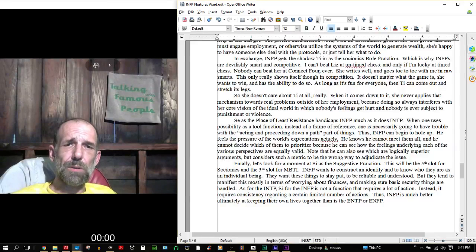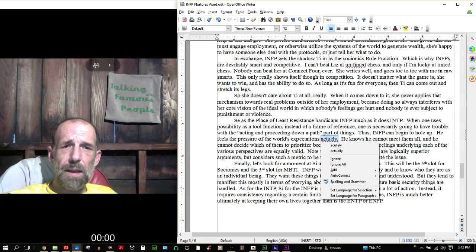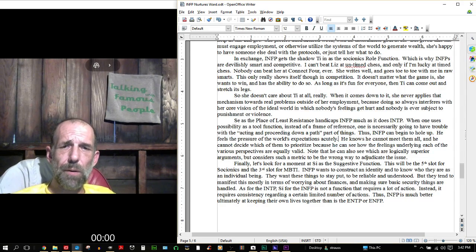He feels the pressure of the world's expectations acutely. He knows he cannot meet them all, and he cannot decide which of them to prioritize because he can see how the feelings underlying each of the various perspectives are equally valid. Note that he can also see which are logically superior arguments, but considers such a metric to be the wrong way to adjudicate the issue.